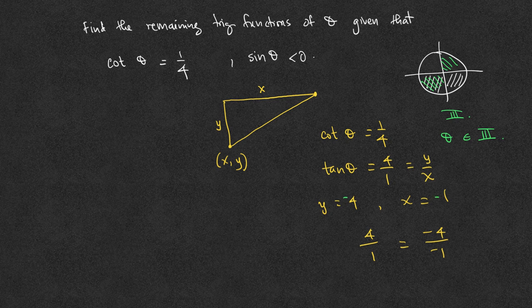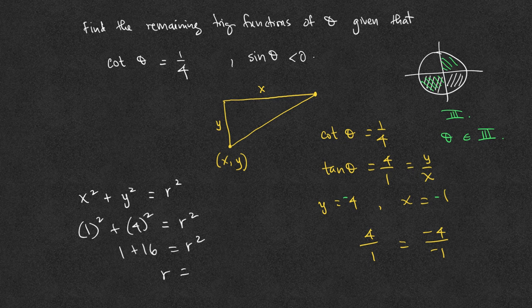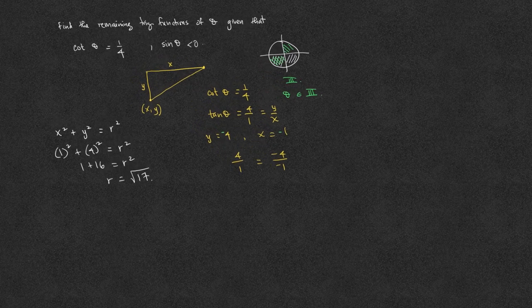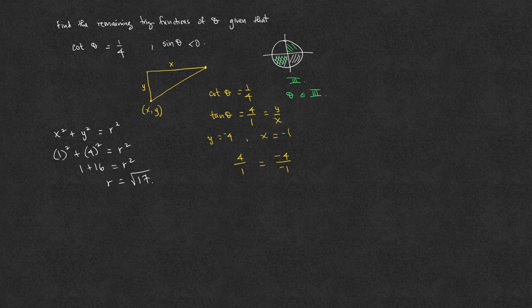If y equals negative 4 and x equals negative 1, using the Pythagorean theorem, we have x squared plus y squared equals the hypotenuse squared. Y is 4 and x is 1. 1 squared plus 4 squared equals r squared. This is 1 plus 16, r squared. R equals the square root of 17. Armed with the hypotenuse and the two legs, we are now in the position to write the 5 remaining trigonometric functions.